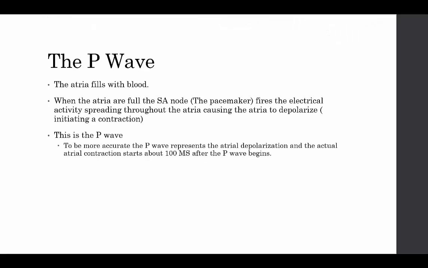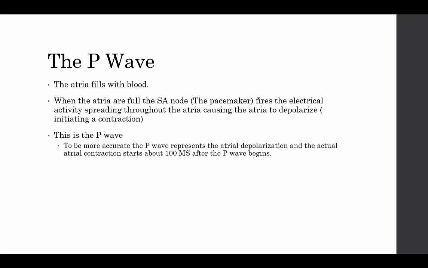So what's happening during the P wave? First, the atria will fill completely with blood. As soon as they fill with blood, the SA node, the pacemaker, fires, spreading the electrical activity throughout the atria, causing the atria to depolarize, initiating a contraction.